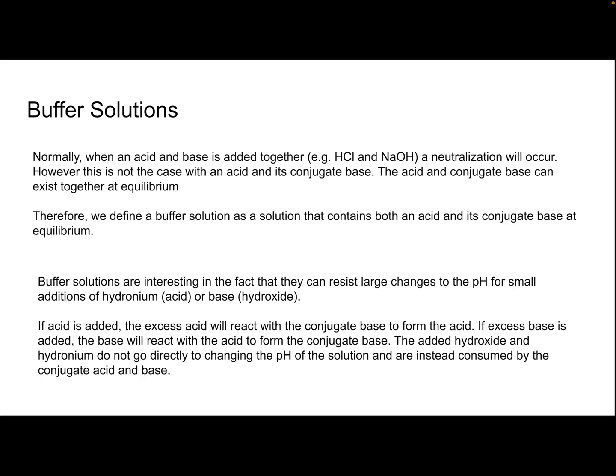So the added hydroxide and the added hydronium do not go directly to changing the pH of the solution, but instead they're consumed by neutralization of the conjugate acid or the base, depending on whether you add the acid or the base. Normally, if you add an acid to a solution and the acid does not react with anything in the solution, then the hydronium ion concentration is going to increase, which causes a decrease in the pH. But in this case, your added hydronium is going to react with the conjugate base, and some of that hydronium is going to be consumed in the reaction, and therefore it's not going to go directly into the solution to decrease the pH.